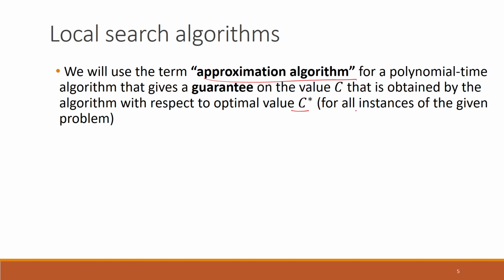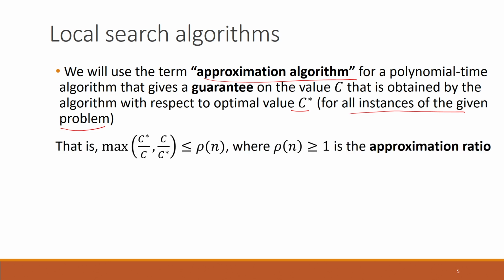Okay, and this has to happen for all the instances of the given problem. So, mathematically what it means is that suppose rho n is the approximation ratio here, where rho n is greater than or equal to 1. Now, n is a parameter that is representing the size of the problem. For example, in the travelling salesman problem, n can be the number of nodes, and the following result holds: maximum of C star by C and C by C star is less than or equal to rho n.